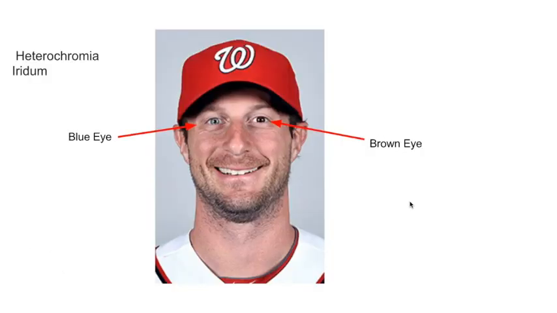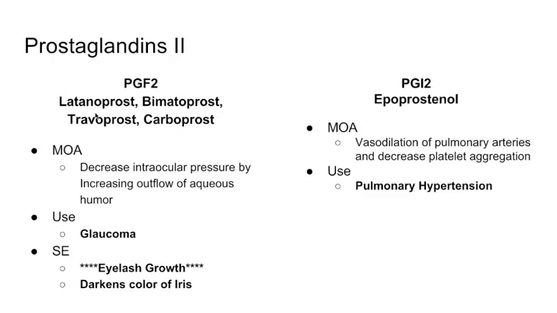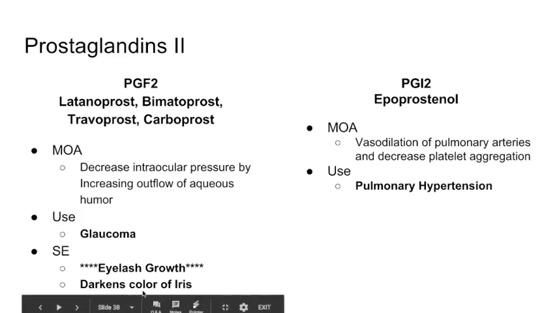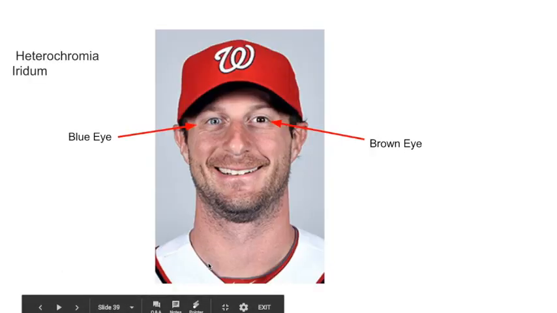So Mike put in this picture. I am not sure who that person is. I think he's a famous player, but he has a congenital condition that gives him different eye colors, as you see, a blue eye and a brown eye. But it's just a visual reminder that these medications, like latanoprost, can darken the color of the iris. So this serves just as a visual reminder.